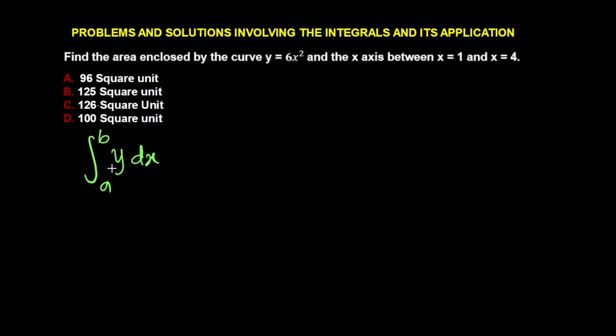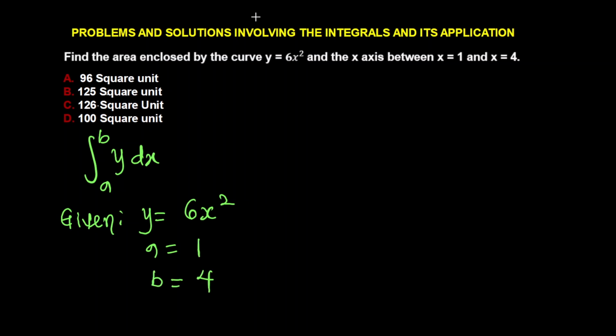Three questions. What are you given? What are you told to find? What's the formula that relates what you are given with what you are told to find? Here, we are given that our y equals 6x squared. Our lower boundary equals 1 and our upper boundary equals 4. The next thing we are going to do will be to substitute these values into the formula.